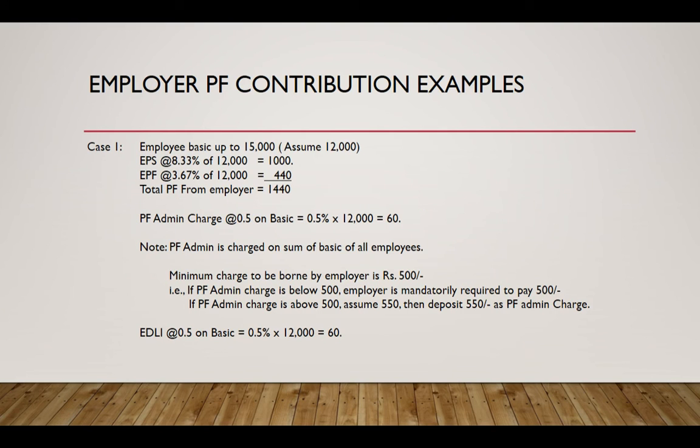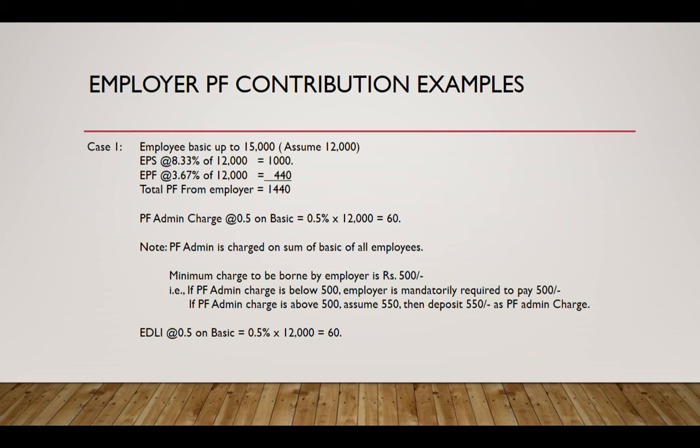Alright, so now let's understand with an example regarding employer PF contribution. We will be discussing two cases, and this is the first case where employee basic is below 15,000 rupees, and I assume it as 12,000 rupees, and we are calculating the contribution from the employer's end and not from the employee end. So that is why we need to bifurcate PF contribution into two parts, which is EPS at 8.33% of 12,000, amounting to 1,000 rupees, and EPF at 3.67% of 12,000, which is 440 rupees. So the total PF contribution from the employer is 1,440 rupees. And I have also calculated the administration charge at 0.5% on basic, which amounts to 60 rupees.